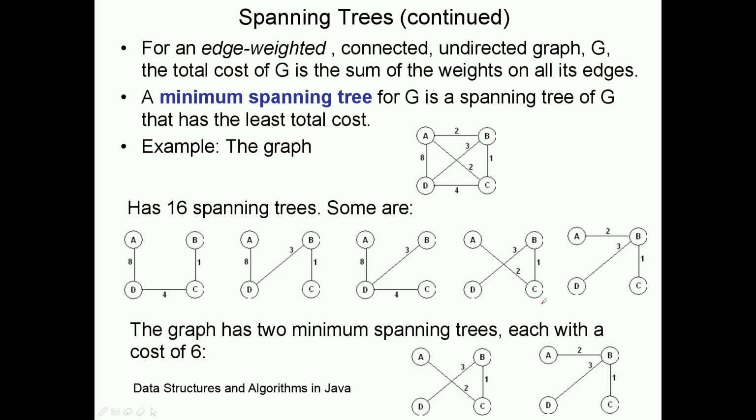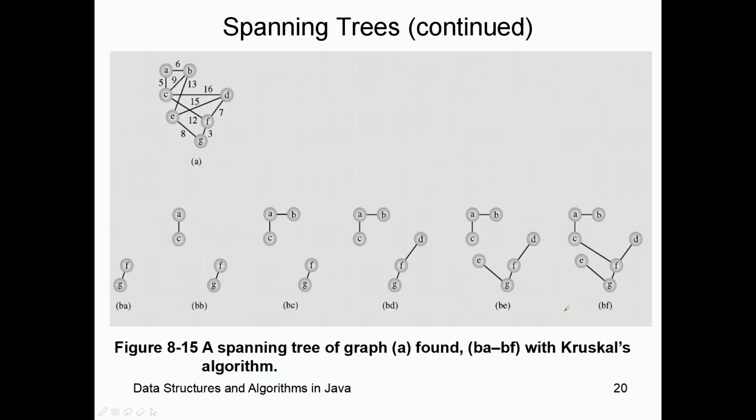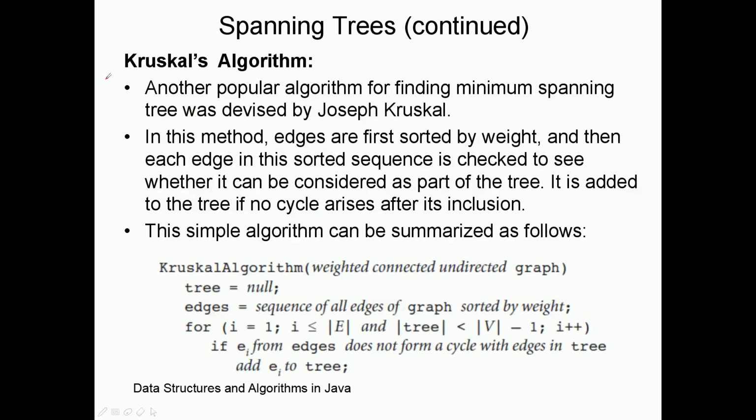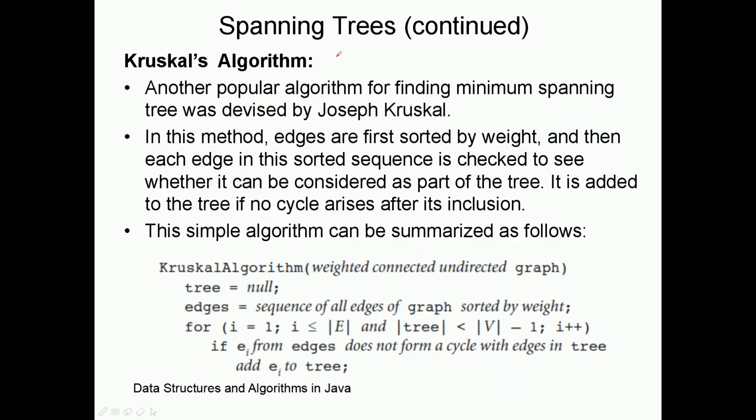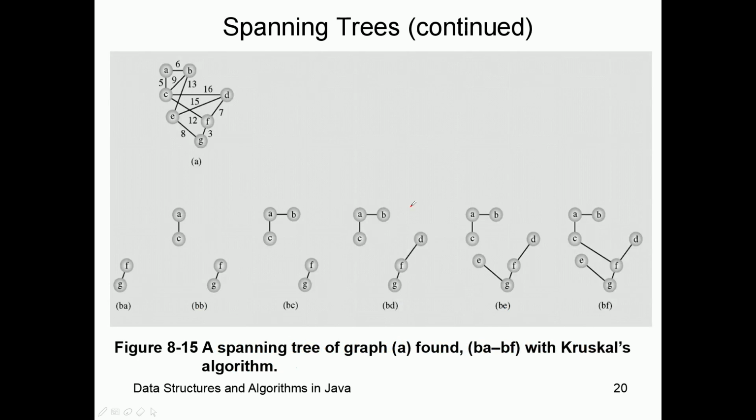Now, how can we find a minimum spanning tree? I will start with the easiest one, Kruskal's algorithm. First of all, because it's easy to follow and it's optimized. It doesn't waste a lot of time as compared to Prim's algorithm, which is like Dijkstra's algorithm but applied to spanning trees. Now, how can we find that?